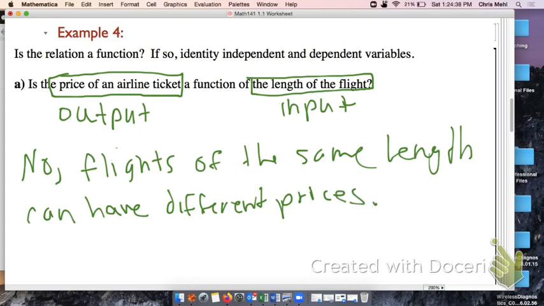So again, an hour and a half flight. You can think of it, there's the price for standard seating, and then there's the price for first class. That would be a single time that has multiple outputs, i.e. different prices. Another way to think of it is you might even have two flights to two different destinations. But if they have the same length, that would represent the same input, and two different flights to two different destinations could have different prices for their tickets. So again, that would be another example of one input having multiple outputs.